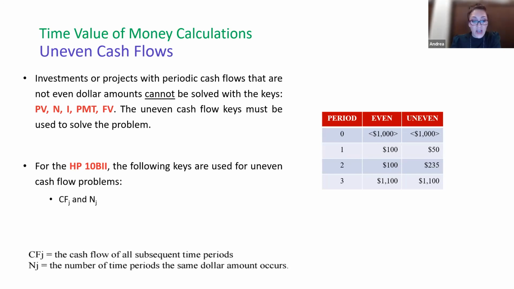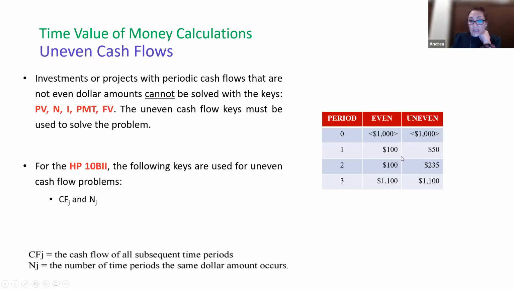Okay, CFJ is the cash flow of all subsequent time periods, and NJ is the number of time periods where the same dollar amount occurs. So again, that should make more sense as we do some examples.